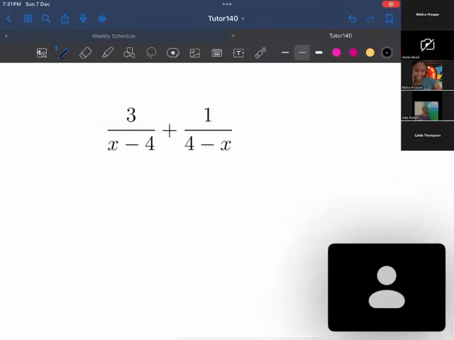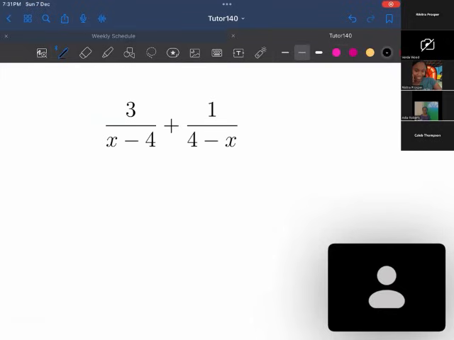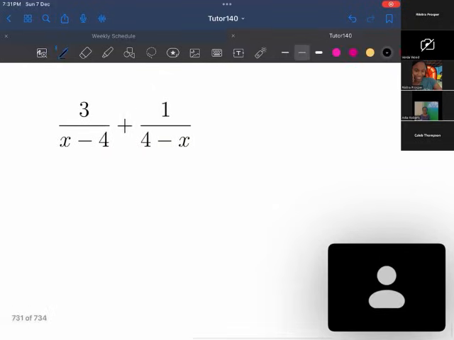For this, we want the denominators to be the same. But if I look at it, they're almost the same. So what I'd have to do is factor out a negative 1 from this, because then we have 4 minus x. If I factor out negative 1, I'm basically dividing the thing by negative 1. 4 divided by negative 1 is negative 4, and negative x divided by negative 1 is positive x. So now they have the same thing.